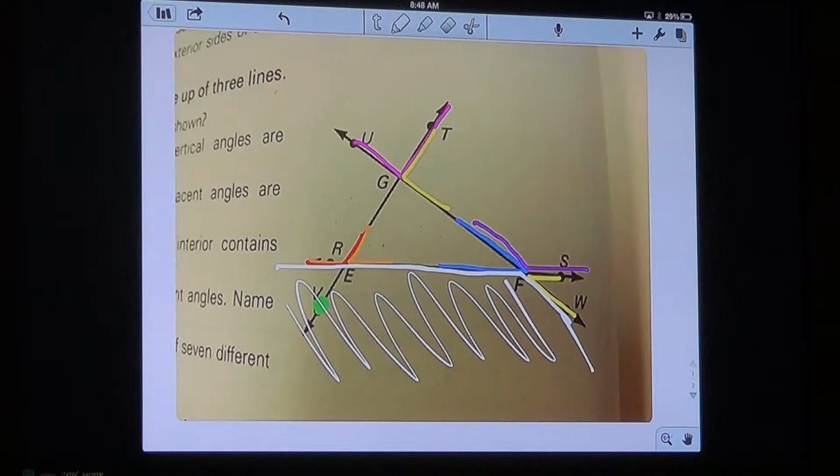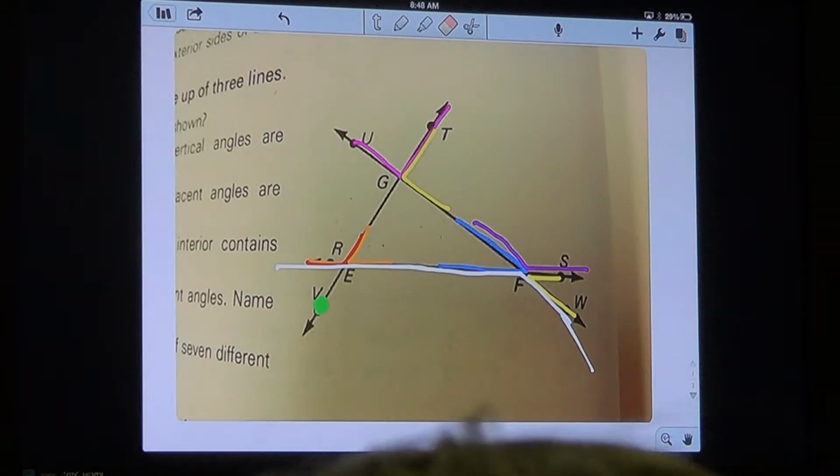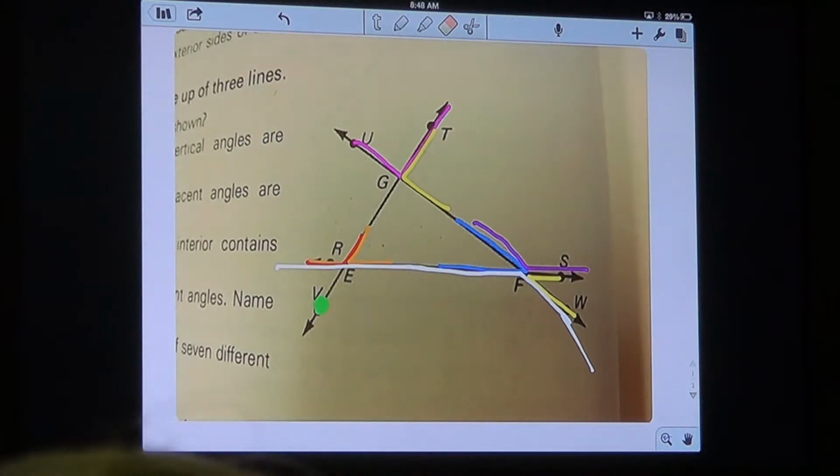GE? Alright, yeah, sorry, FG. No. Well, that one's on the line, so no. Cause that would be on the... Oh, same, you know what I'm saying? Yeah. Any other ones that you have questions about? Okay, other problems you have questions about.